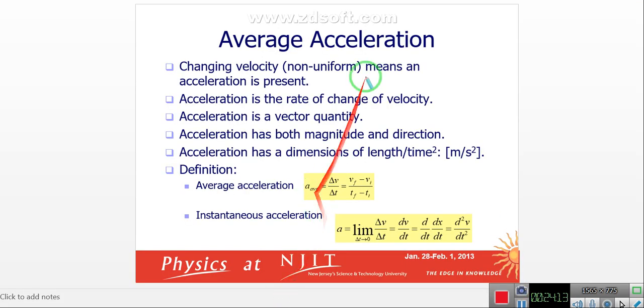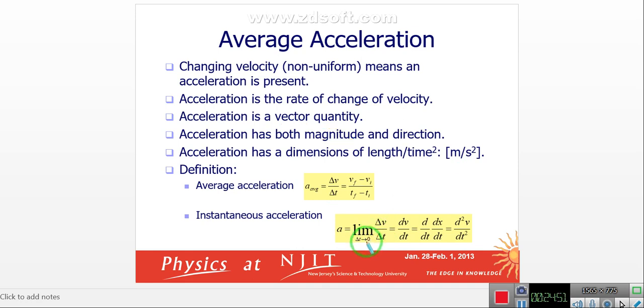So now coming to the slides, you will study here. So you can see what is acceleration, changing velocity. Acceleration is the rate of change of velocity. Acceleration is a vector quantity. Vector quantity means it has a magnitude and direction. Unit of acceleration is meter per second square. So the formula is change in velocity over change in time. Instantaneous acceleration is the change in velocity in a very short interval of time.